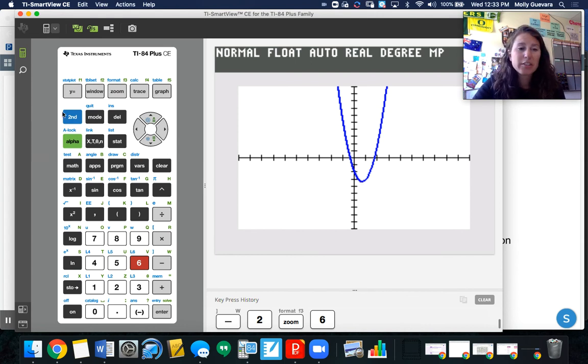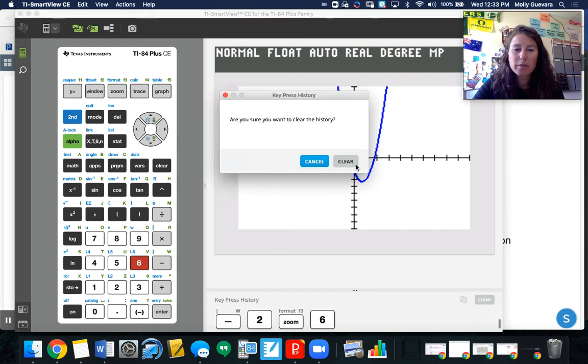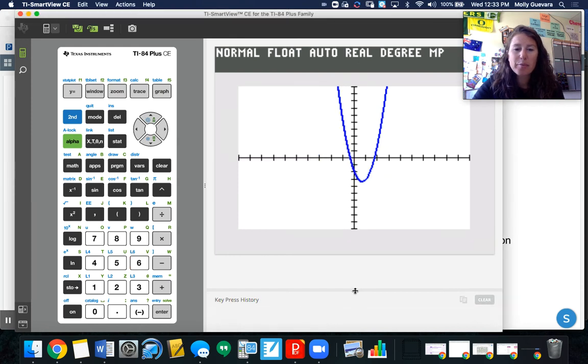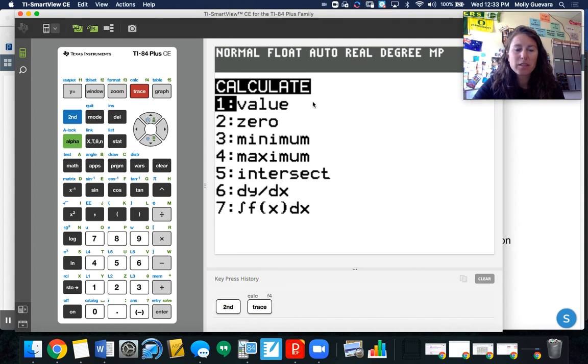So what we're gonna do is we're gonna go second. So here, I'm gonna clear out the bottom here. Anything that I press as a button will show up down here. So if I start going too fast, you can look at my key press history. So I'm gonna go second and then the trace button because I wanna get to calculate, which is up here. Okay, now I have two options. I can calculate the minimum or I can calculate the maximum.